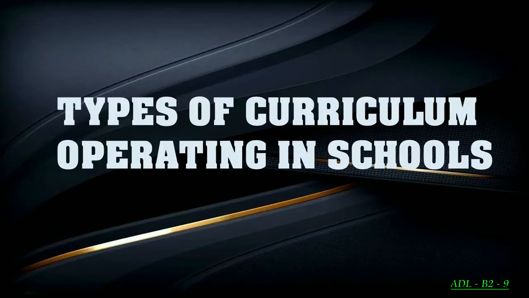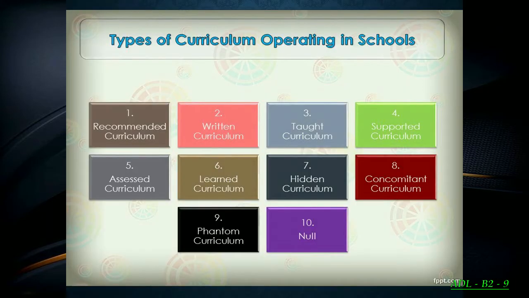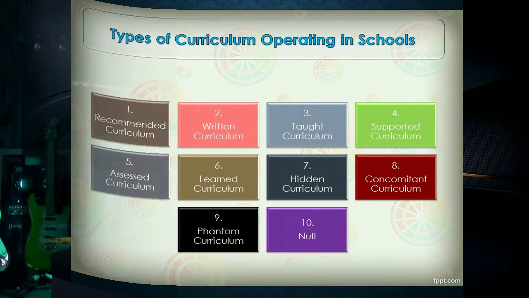Okay, we'll go now to the types of curriculum operating in schools. Number 1, recommended curriculum. Number 2, written curriculum. Number 3, taught curriculum. Number 4, supported curriculum. Number 5, assessed curriculum. Number 6, learned curriculum. Number 7, hidden curriculum. Number 8, concomitant curriculum. Number 9, phantom curriculum. Number 10, null.